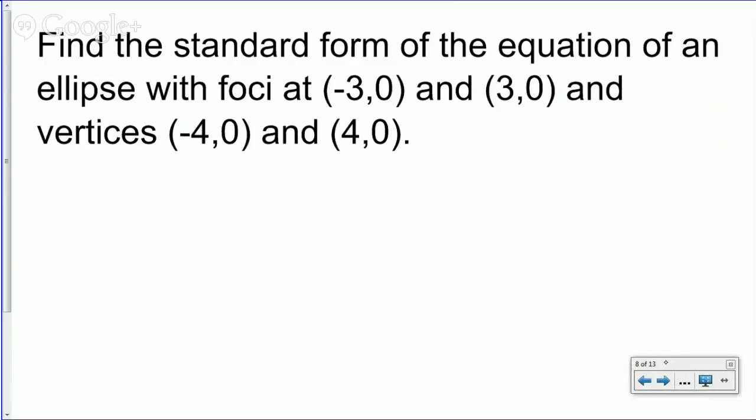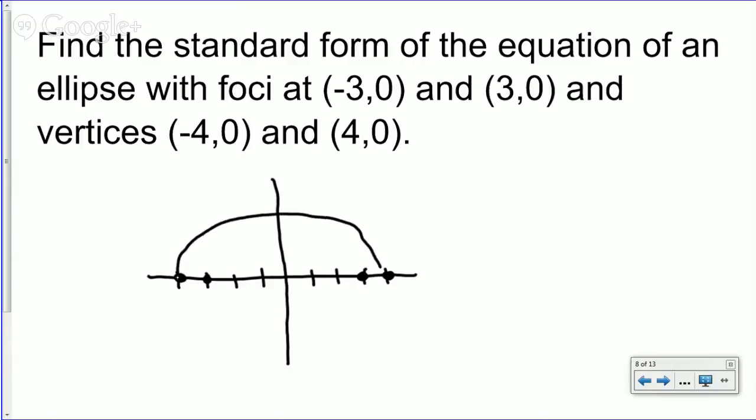All right. So find the standard form of the equation of an ellipse with foci at (-3, 0) and (3, 0), and vertices at -4 and 4. So we're just going to start out with simply graphing these ordered pairs. Okay, I got 1, 2, 3. So there's a foci. 1, 2, 3. There's a foci. And I got a vertex at -4 and +4. And then we will kind of draw our temporary ellipse. Okay, so I need a, b, and c.